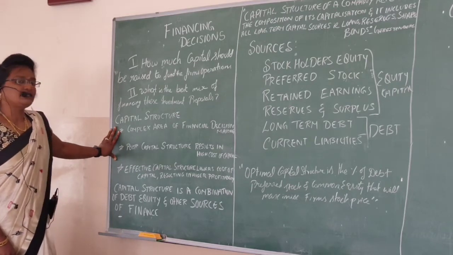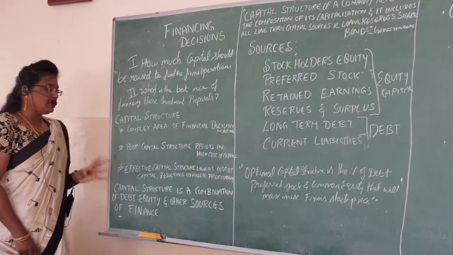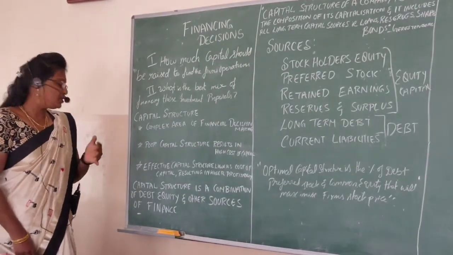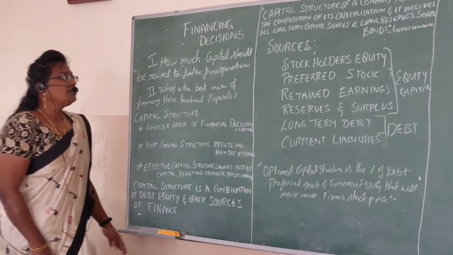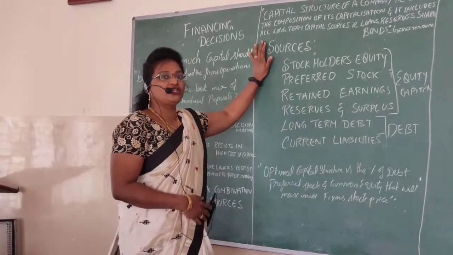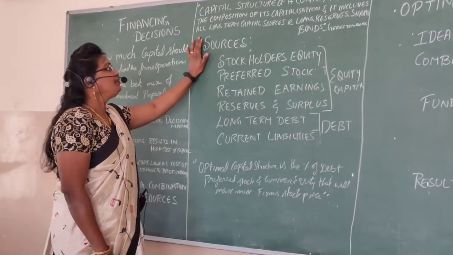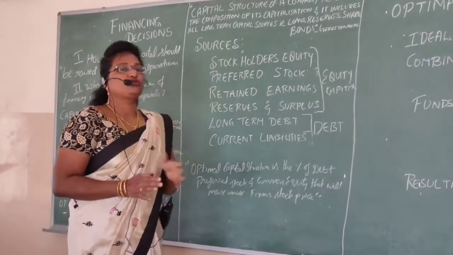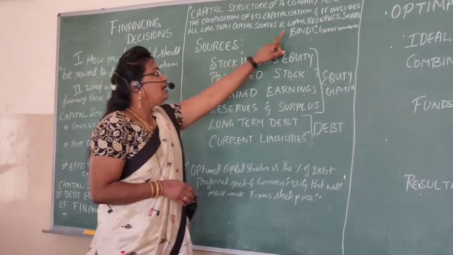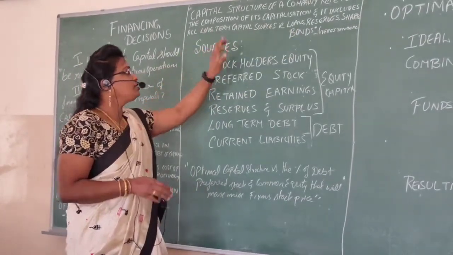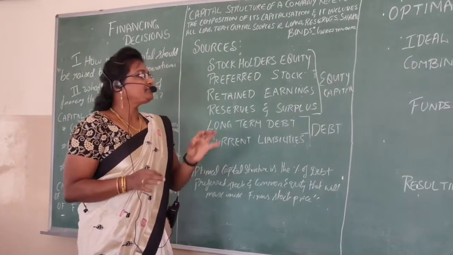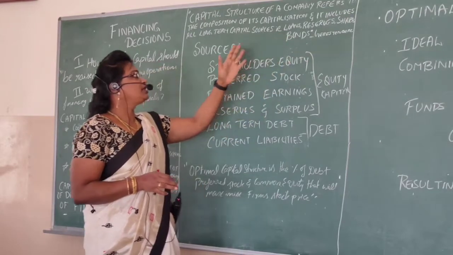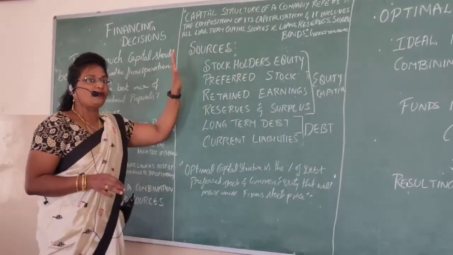What exactly is this capital structure? Capital structure is a combination of debt, equity mix and other sources of finance. Let us understand the definition. The capital structure of a company refers to the composition of its capitalization, and it includes all long-term capital sources, that is loans, reserves, shares and bonds.